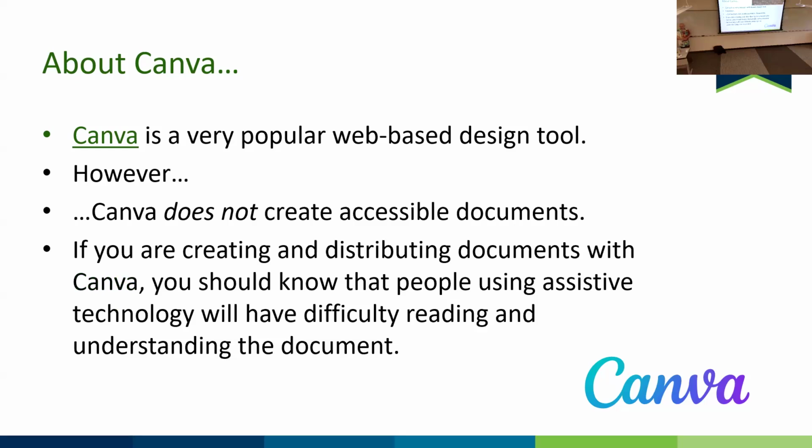If you're creating and distributing documents with Canva, you need to know that people using assistive technology are going to have difficulty reading and understanding the document. And that difficulty could range from anything from, I can't read it at all, to, well, the text is there, but it is completely out of order and makes absolutely no sense, and I have no idea what's going on here.